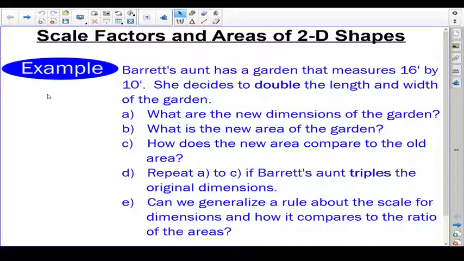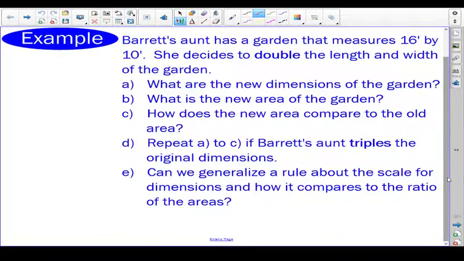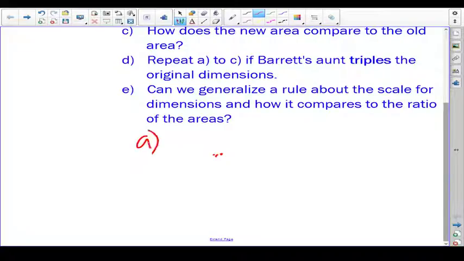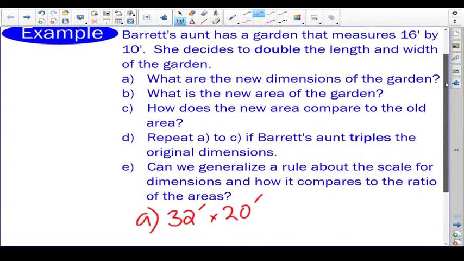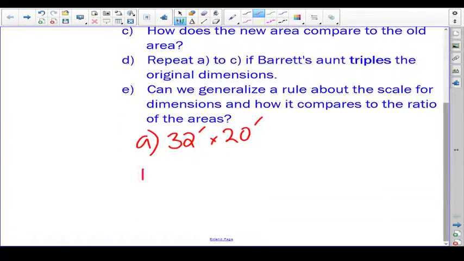Yes, 32 feet by 20 feet. So, part A, 32 by 20. B, what's the new area of the garden? What would the area of the new garden be if everything gets doubled?